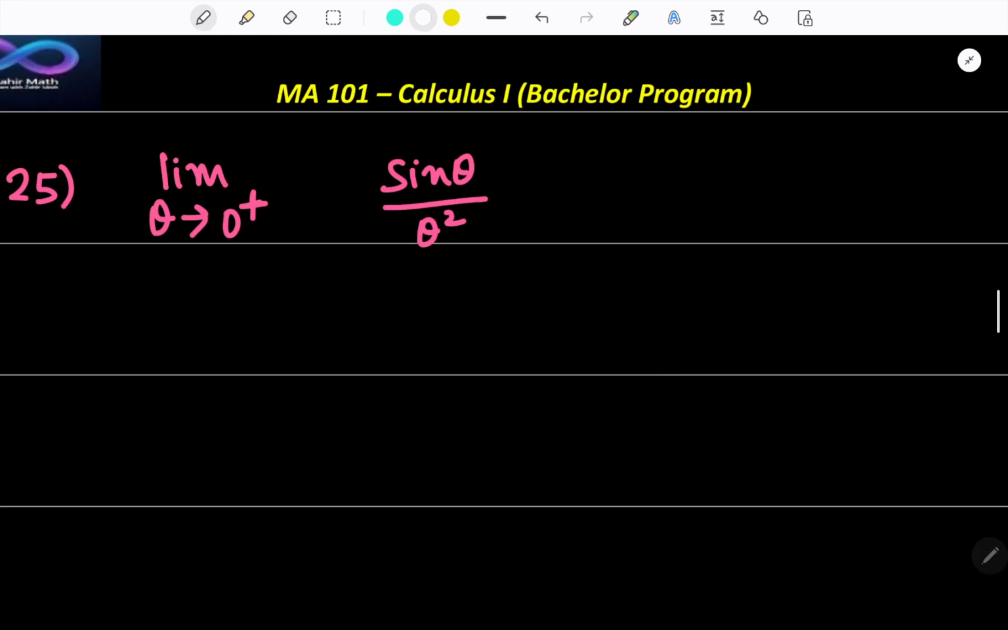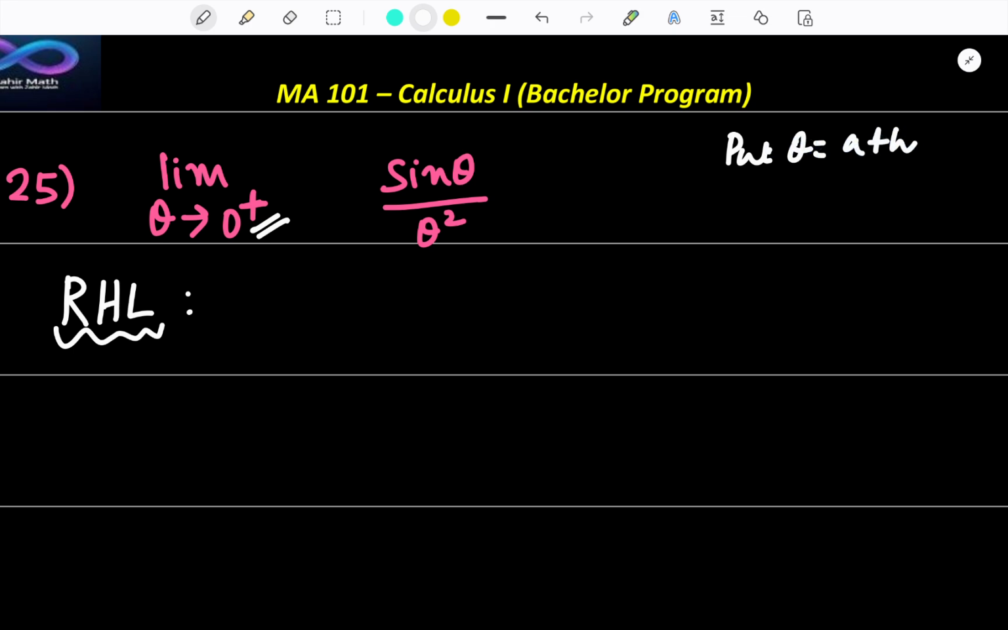Let's go to the next question. This is now left hand limit, right hand limit. When theta goes plus, when theta goes minus, it is left hand, right hand limit. Keep in your mind, when it is plus, it is right hand limit, RHL. So for right hand limit, we use the formula, put x or theta is equal to a plus h. A is your limit point. Clear everybody? So put theta is equal to a plus h.